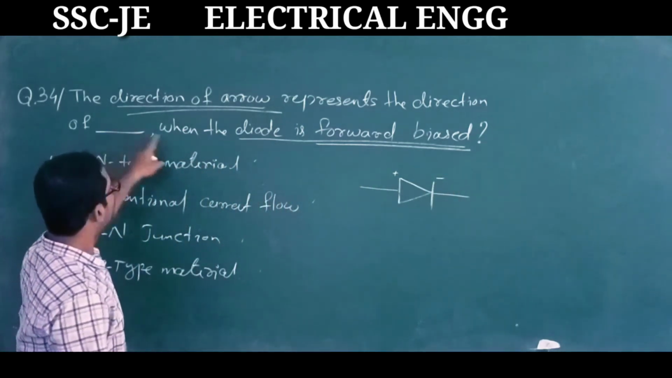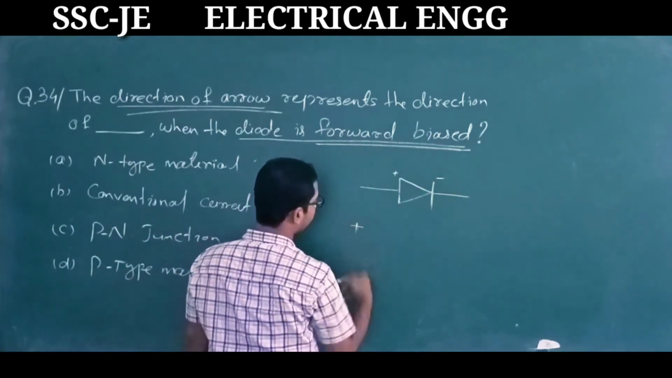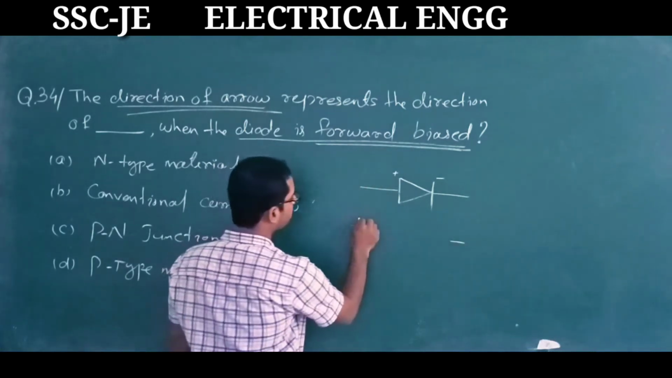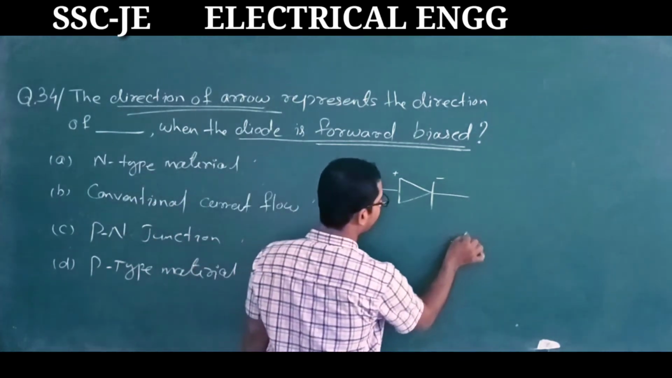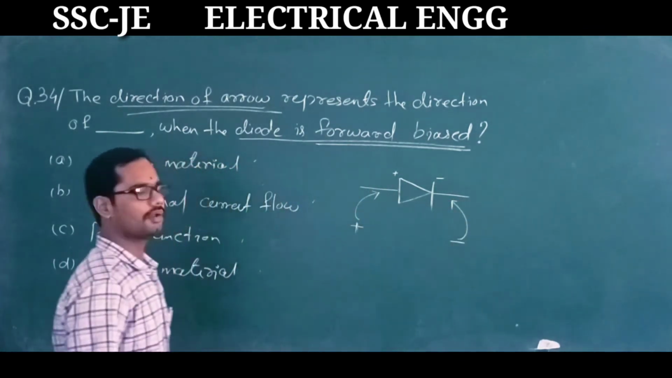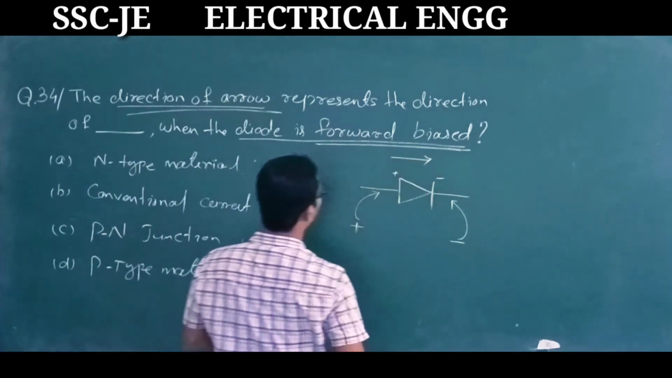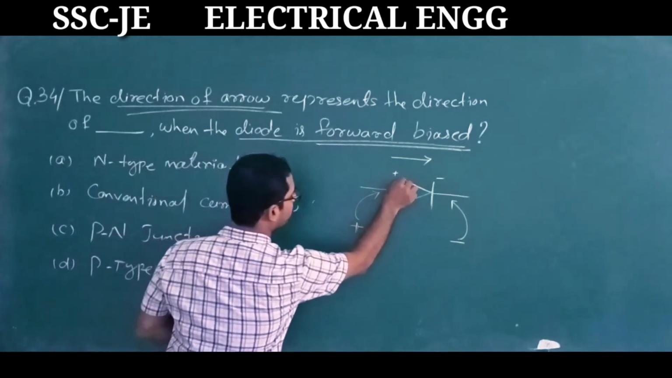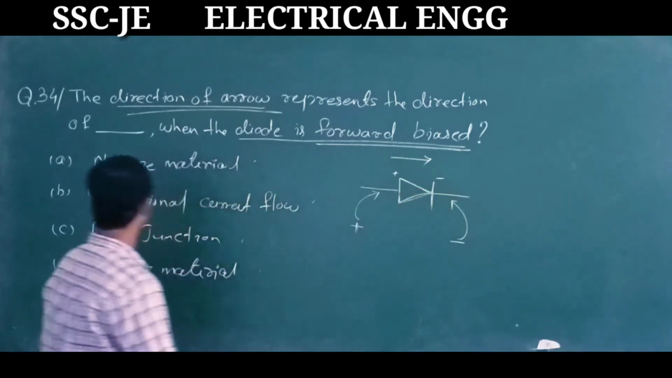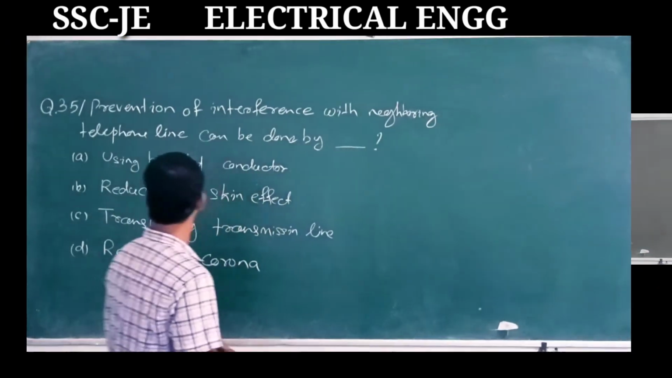For the diode to be forward biased, if you have two supplies, positive and negative, the positive supply should be connected to the positive terminal of the diode, and the negative supply will be connected to the negative terminal of the diode. With that we can say the direction of the arrow indicates the conventional current flow. Moving to the next question, question number 35.